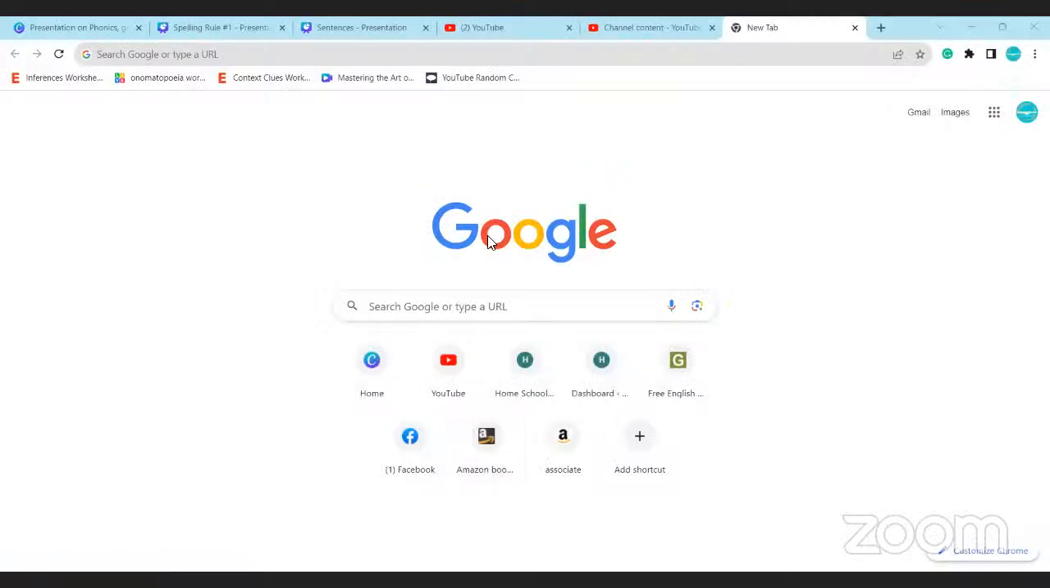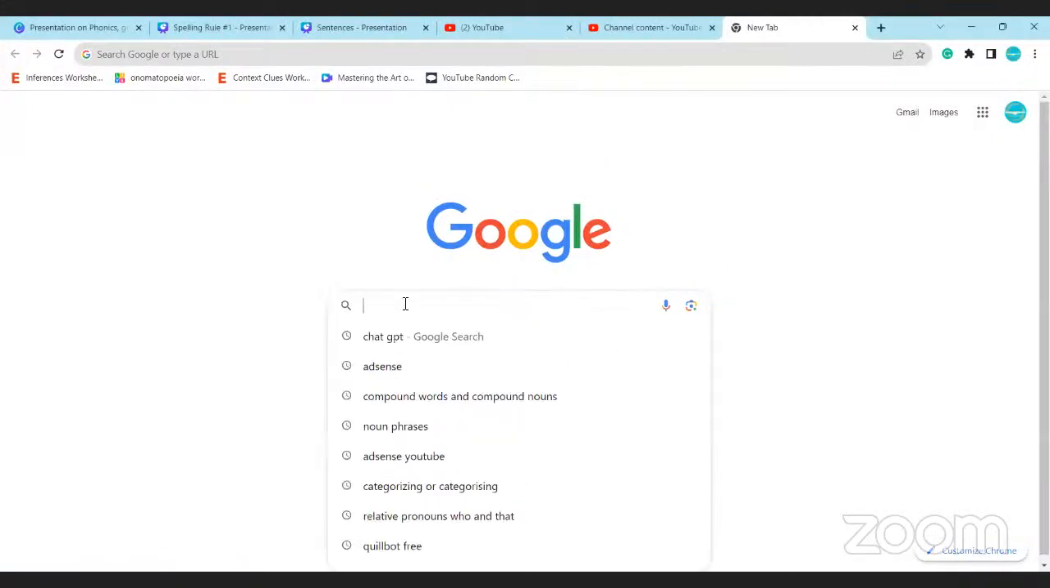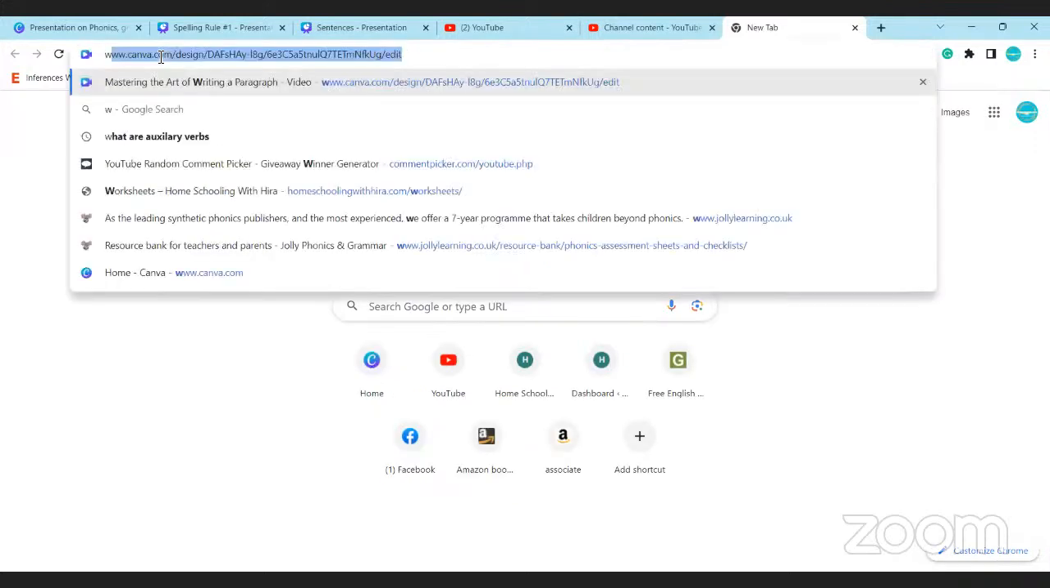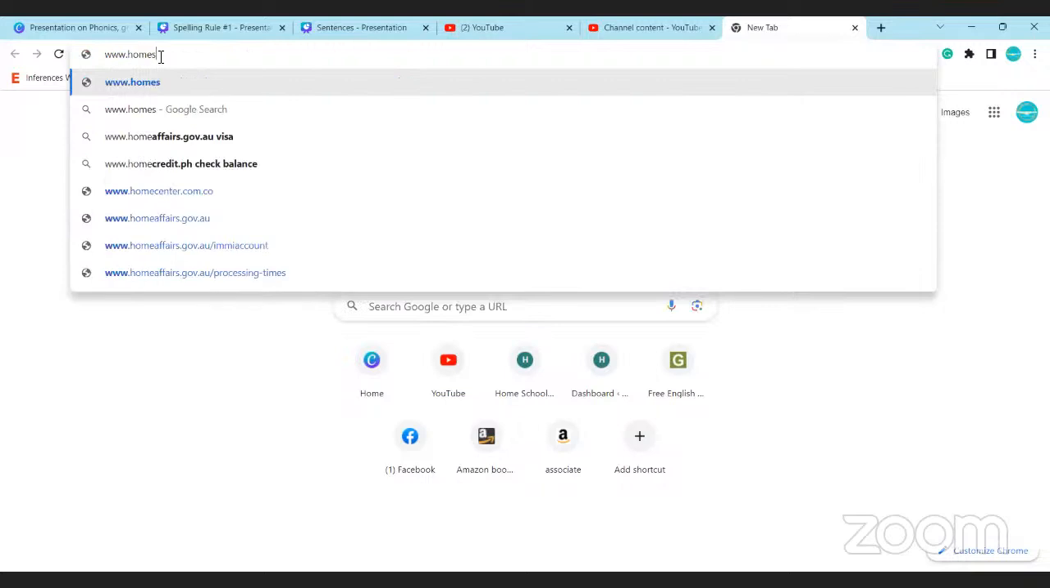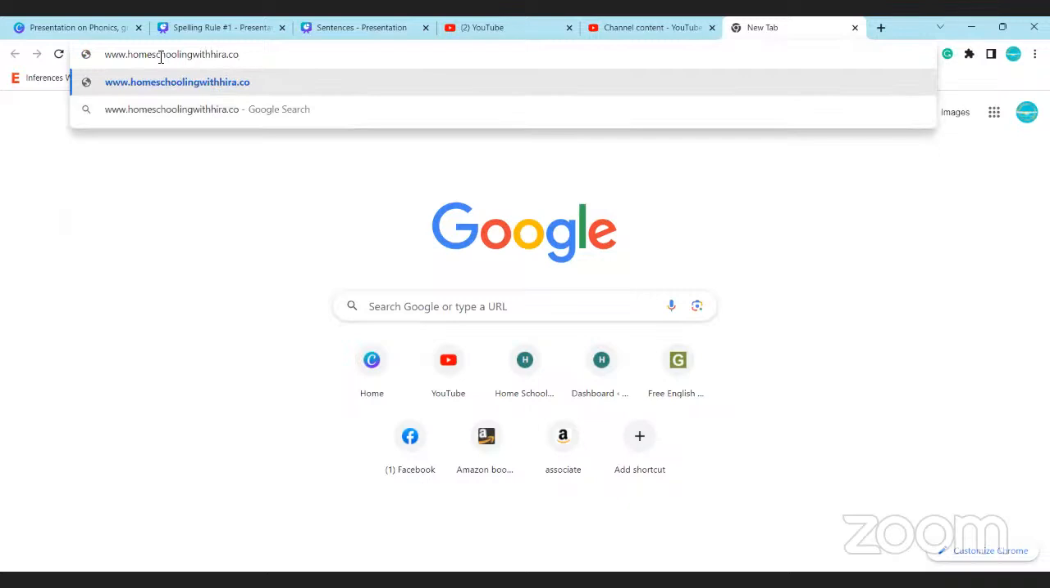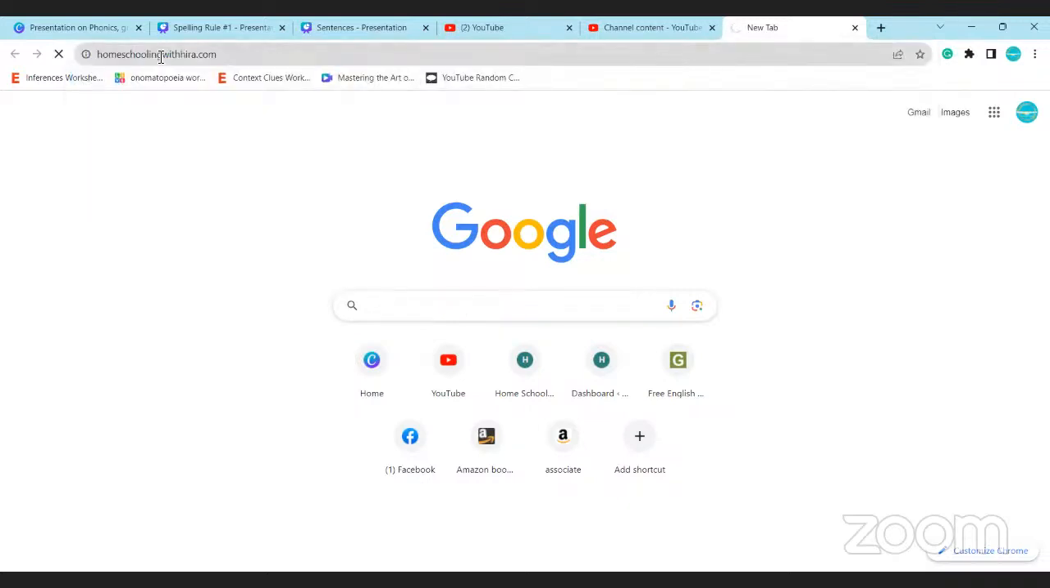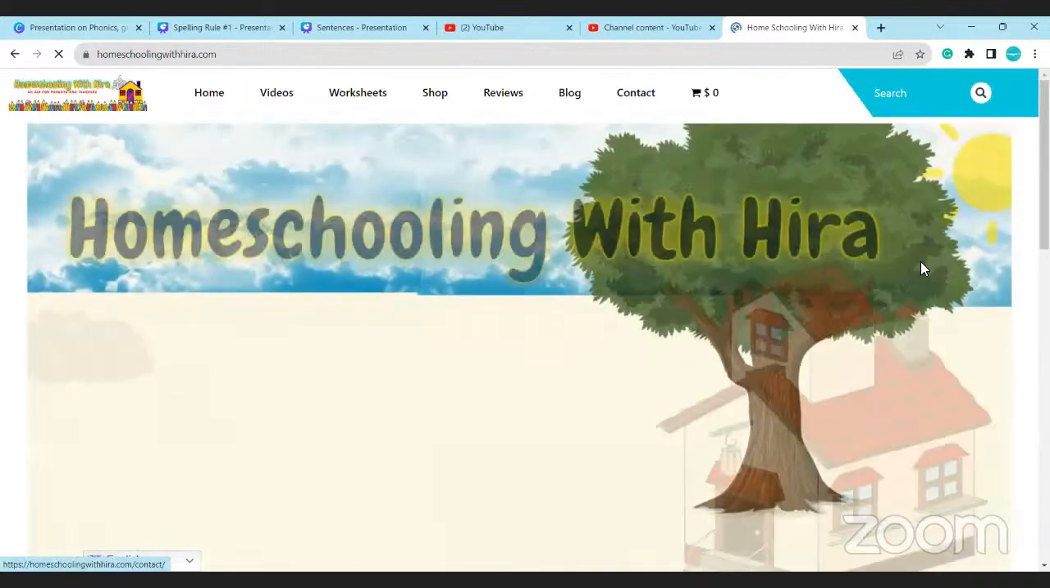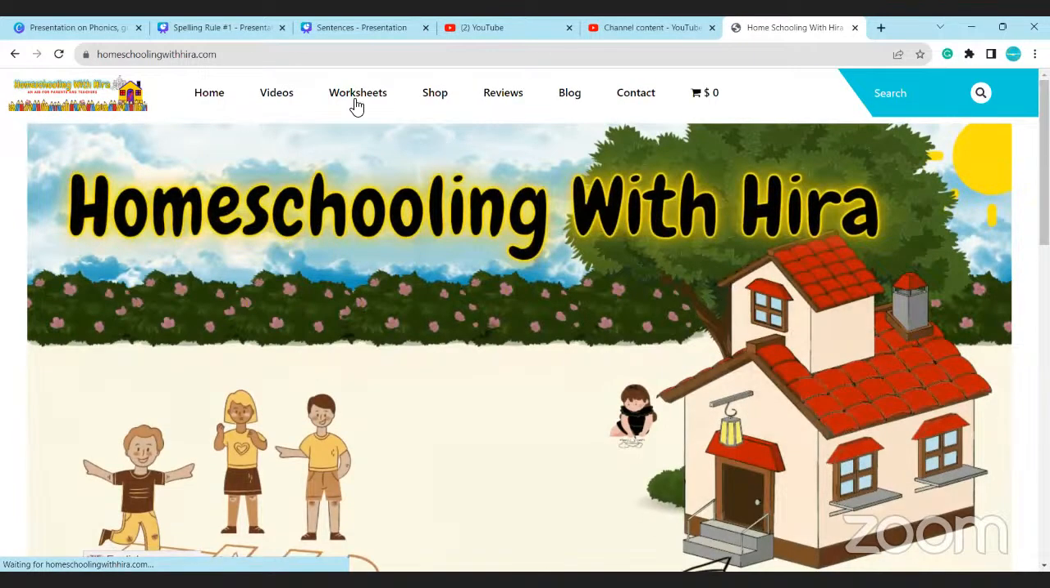Just a minute. Let me share with you how to download the worksheet. This is a very common question. I think that this is something quite simple, but if it's not, go to Google. Can you see? Go to Google right here, in the search box, www.homeschoolingwithhera.com, right? Press enter. This is my website. Click on worksheet. If you want to go to shop, okay, let's see shop first.